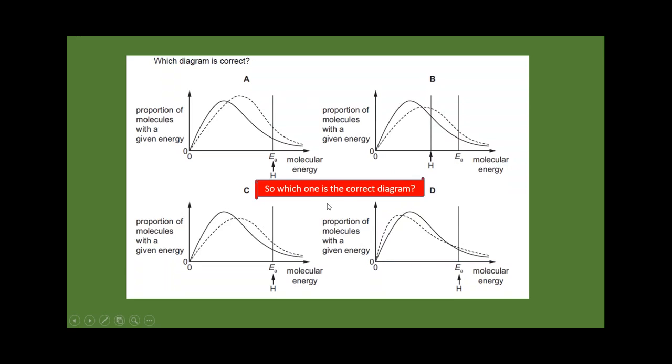So let's look at the diagrams. A, B, C, D. Which one is the correct diagram? With A, the peak is higher, although the peak is shifted to the right. Activation energy, same at high and low temperature. For answer B, the peak has shifted to the right and the peak has dropped, which is correct as expected, but the activation energy for higher temperature is less than the activation energy at low temperature.